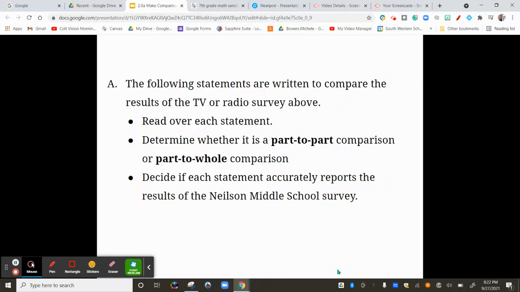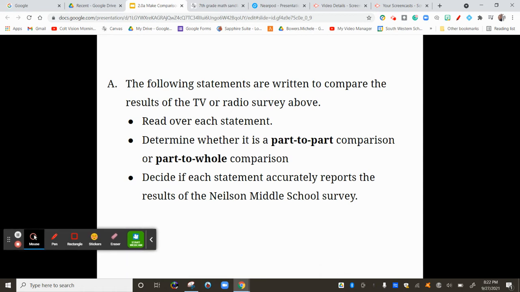So here's what we're going to do in these examples. We are going to be reading a statement about a survey that was taken, and then you're going to determine whether it's a part-to-part comparison or a part-to-whole. And then based on that, you're going to do the math to see if it accurately reports the results of the survey. So let me show you the first example here.